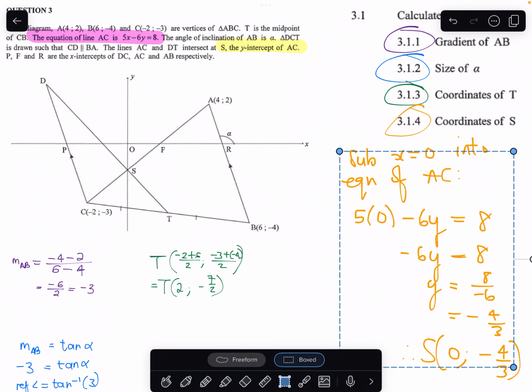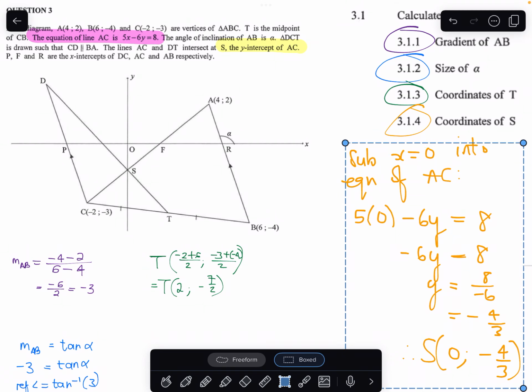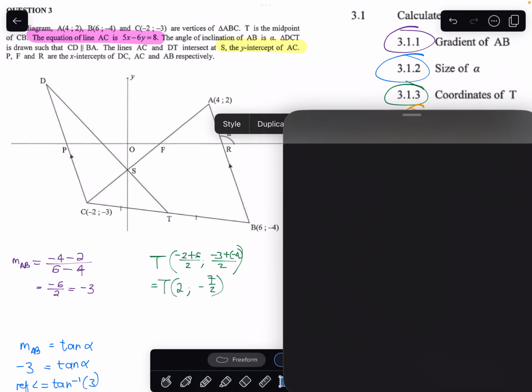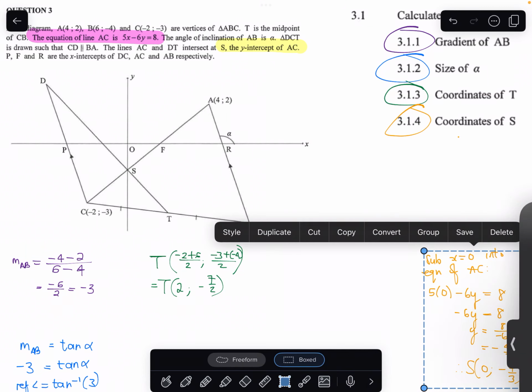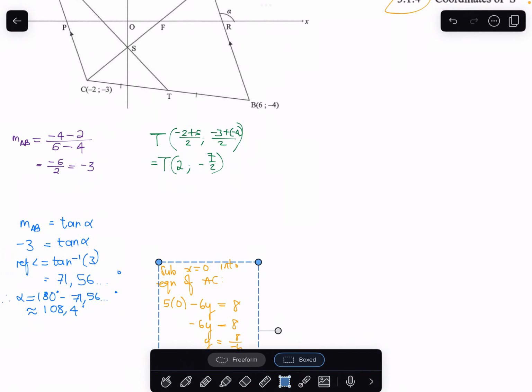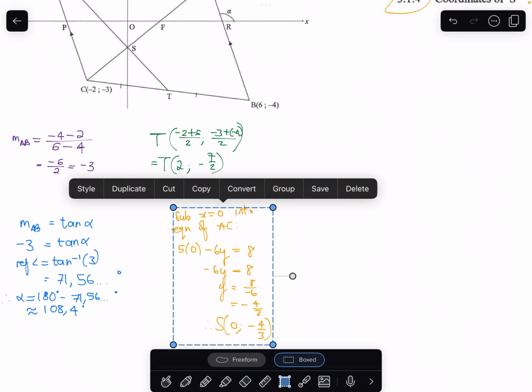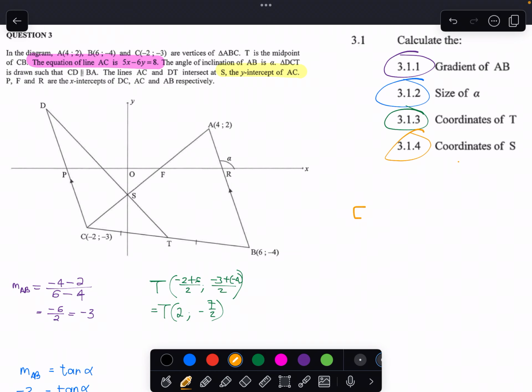Another way you could do it is you could rewrite the equation of AC in the form y is equal to mx plus c, and then the c would give you the y coordinate of the y-intercept. So that would be another way to do it. Let's just do that quick.